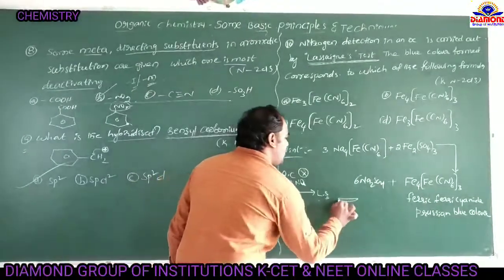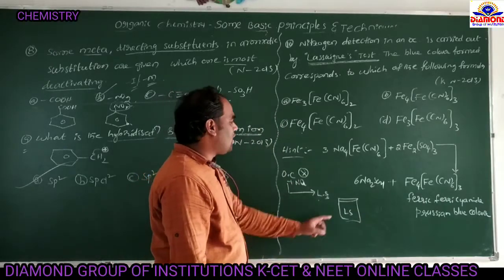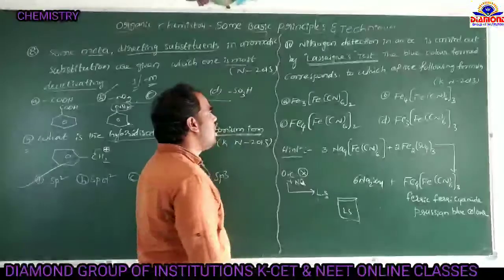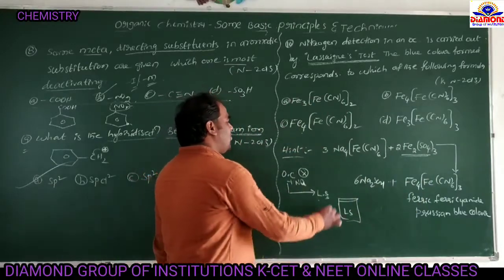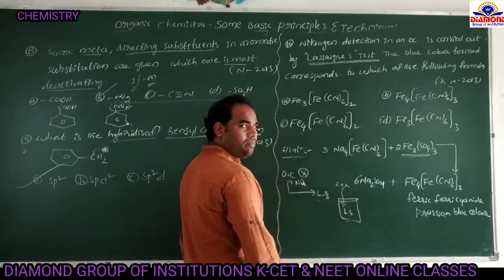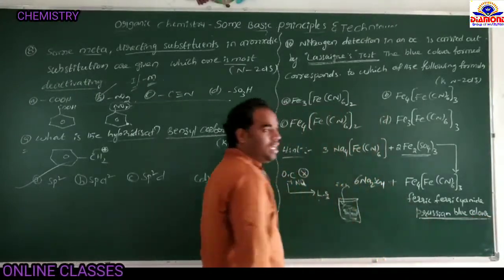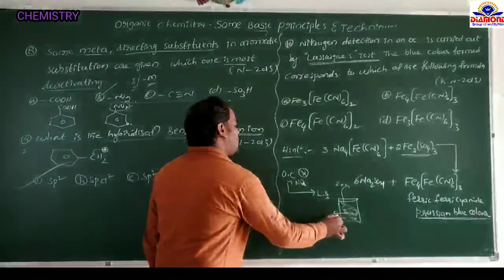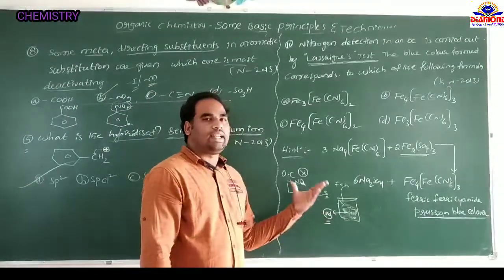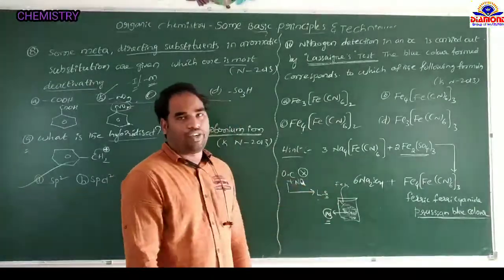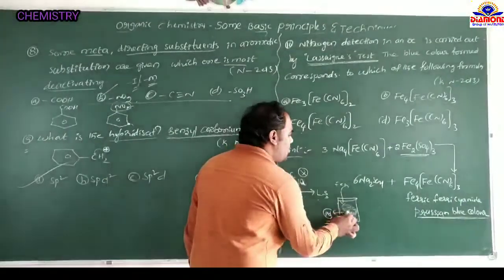And now this Lassaigne solution is taken into one test tube. To this Lassaigne solution, I am going to add ferrous sulfate. If it forms the Prussian blue color, that indicates what? Presence of nitrogen in this organic compound. So formation of Prussian blue color indicates the presence of nitrogen after adding ferrous sulfate to the Lassaigne solution. So here nitrogen is present, that is indicated by the Prussian blue color formation.